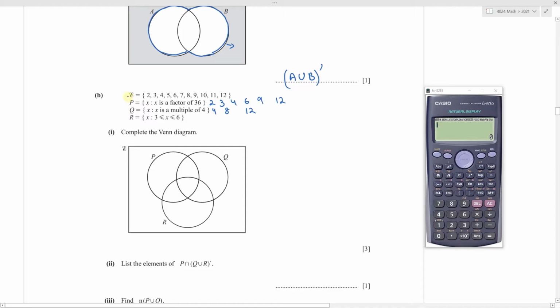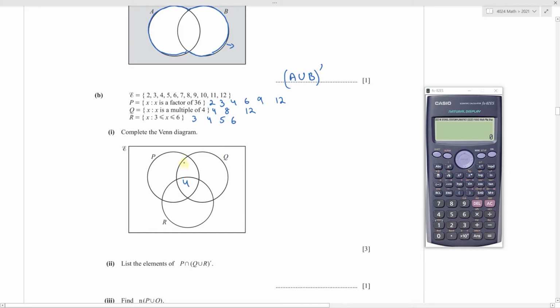Remember, your universal set is this, so you only need to find multiples of 4 within this universal set. And then R is numbers where x is greater than or equal to 3 and less than or equal to 6. So 3, 4, 5, and 6. So let's start with the intersection of all three circles. Which number is common in P, Q, R? 3 is not here. 4 is common in all three, so 4 will be here. 5 is not common, 6 is not common in all three. 6 is here but not in this set.